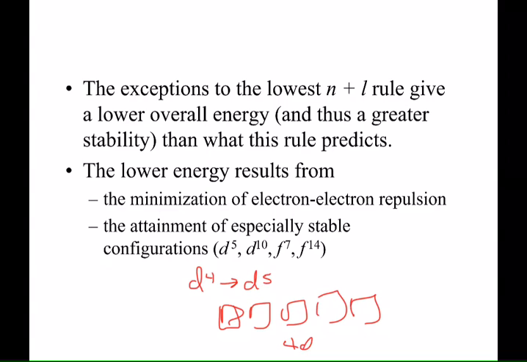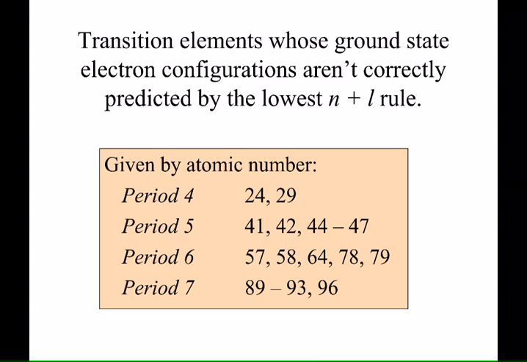Now actually you can get something to jump ship to completely fill a D type. You can get it to jump ship to half fill an F type, F7, or you can get it to jump ship to completely fill an F type. So that actually is why the exceptions occur. And again, you don't have to memorize these, but I said starting with chromium is where the exceptions occur. I think they're all transition elements. I'm not sure. Group B elements.